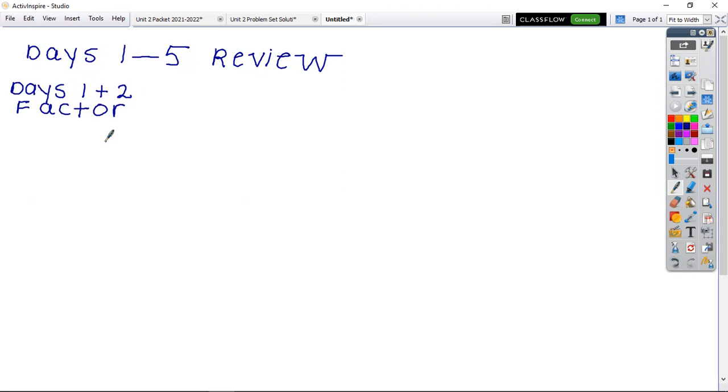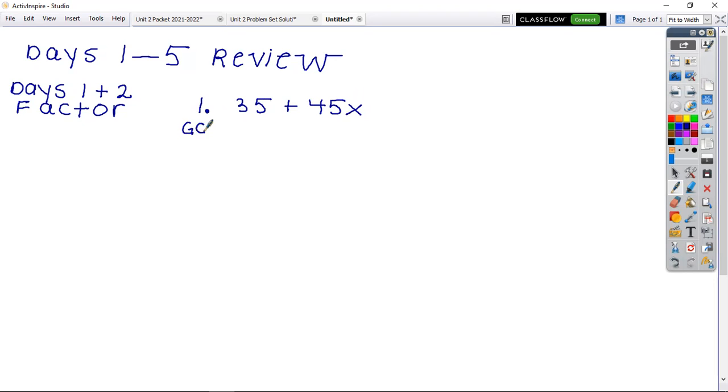So number 1 here. I want us to factor 35 plus 45x. All right, so starting off super easy. What was the first method of factoring that we did? GCF. Is this a GCF? Yes. So this is a GCF.